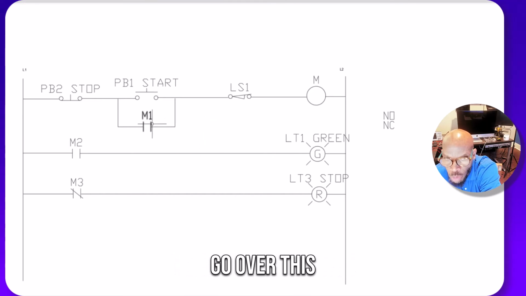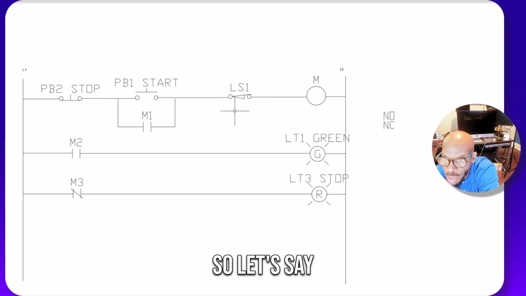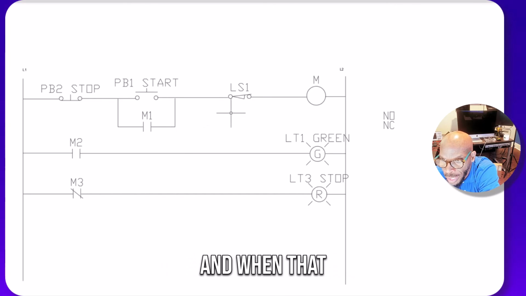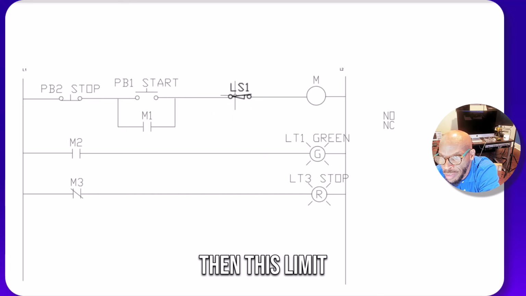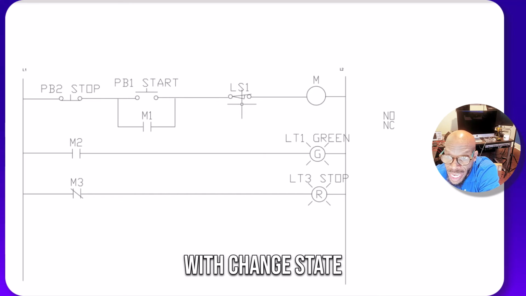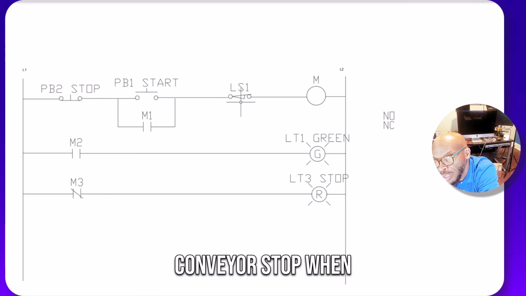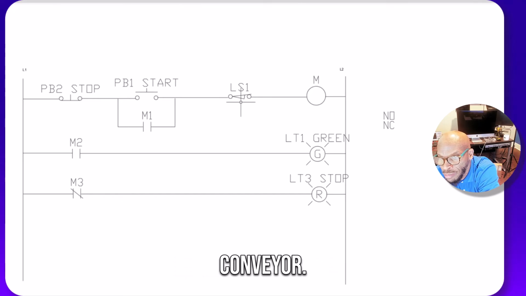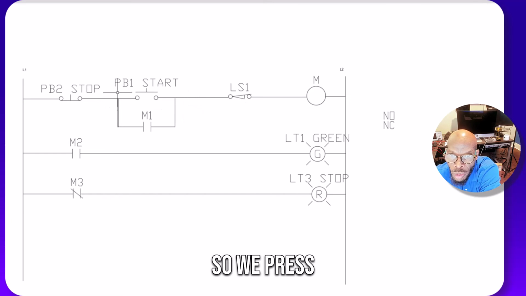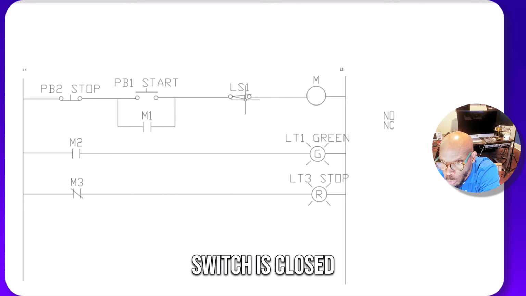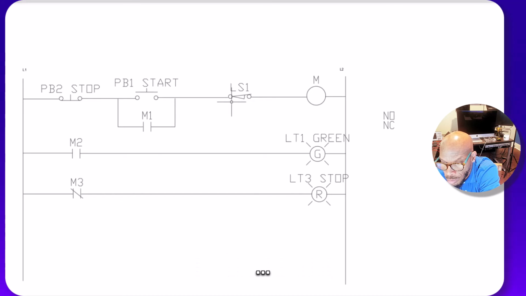So let's go over this circuit right here. Let's say there's something on the conveyor, maybe a box or something. When that box gets off of the conveyor, this limit switch will change state. Let's say we want that conveyor to stop when the box gets off of that conveyor. So we press the start button. Since this limit switch is closed, electricity flows through there and energizes the motor.